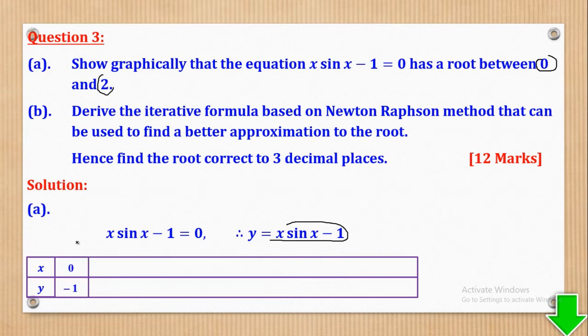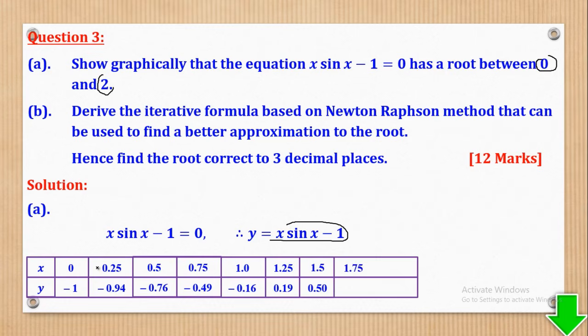So when x is 0, y is that. When x is 0.25, y is that. When x is 0.5, y is that. When x is 0.75, y is that. When x is 1, y is that. When x is 1.25, y is that. When x is 1.5, y is that. When x is 1.75, y is that. And lastly, when x is 2, y is that.